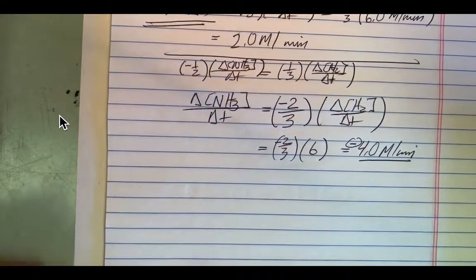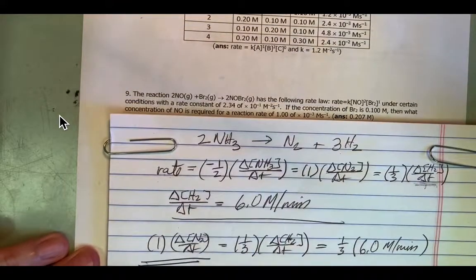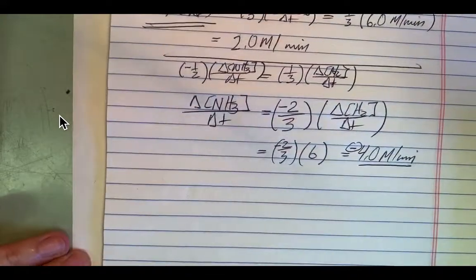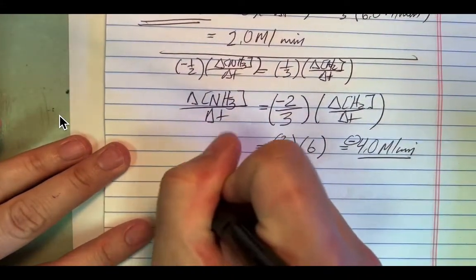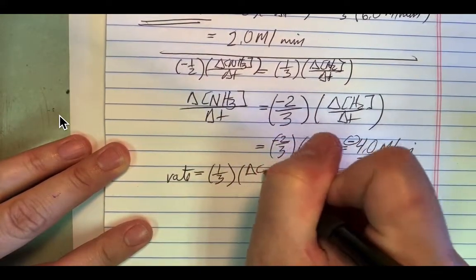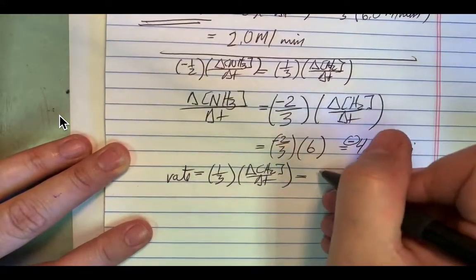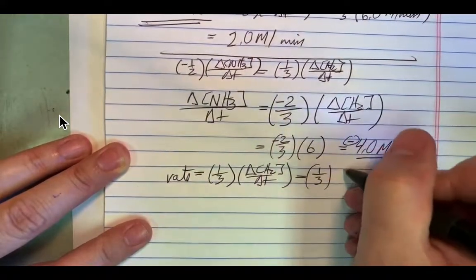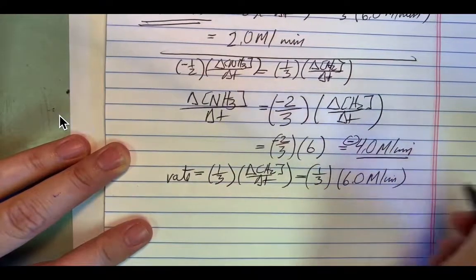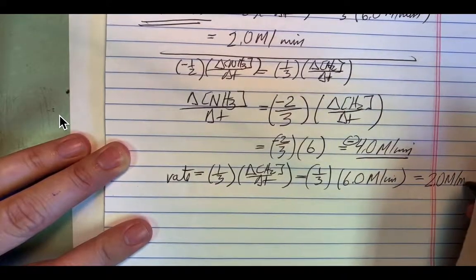And then finally, this problem asks us what is the rate of the reaction. And so all these concentration changes relate back to the rate of the reaction. So I'll rewrite just that part. Rate equals 1/3 delta H2 over delta T equals 1/3 of 6 molarity per minute equals 2 molarity per minute.